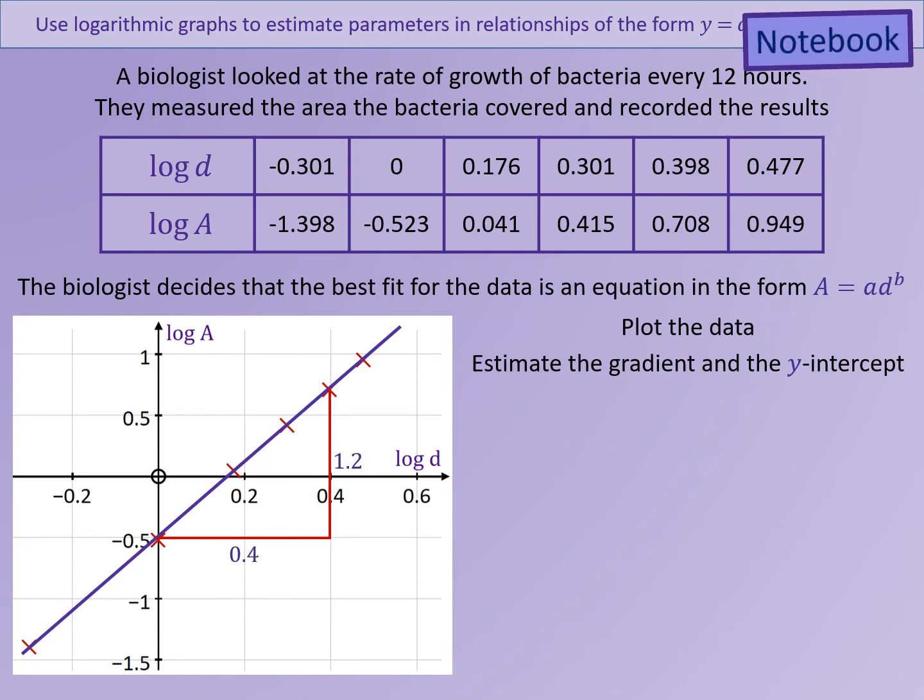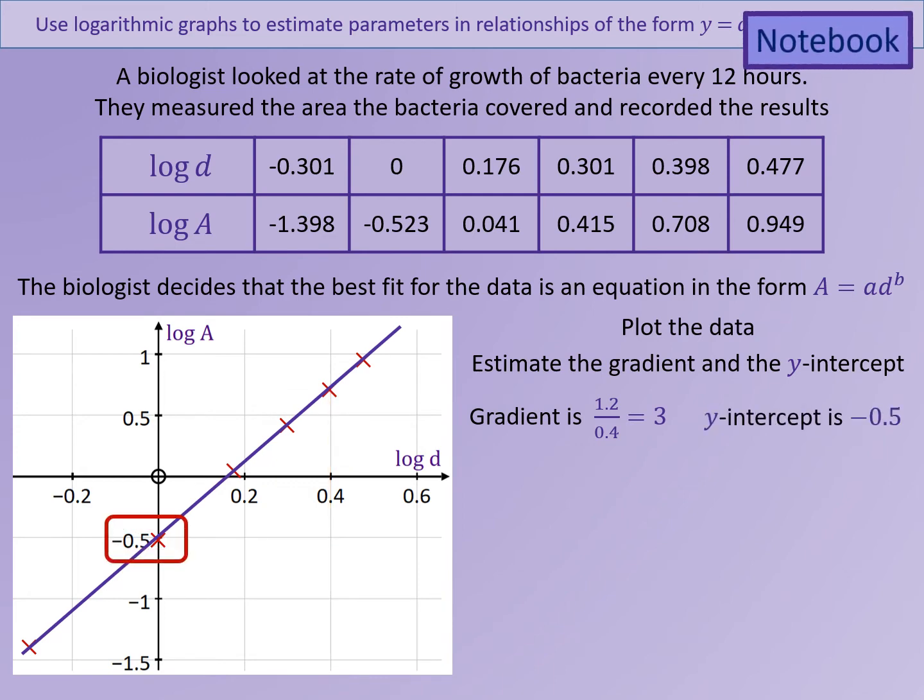So first of all, I'm finding the gradient. I've chosen 2 points on my line, and using the 2 points that you see here, I have a difference in y of 1.2, and I have a difference in x of 0.4, which means that my gradient is equal to 3. And I can also see that reading from my straight line graph, the y-intercept is minus 0.5.